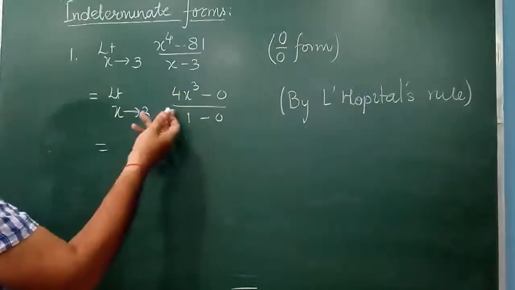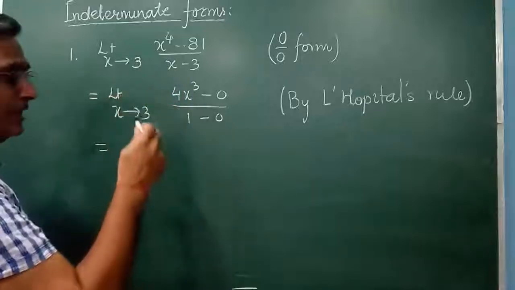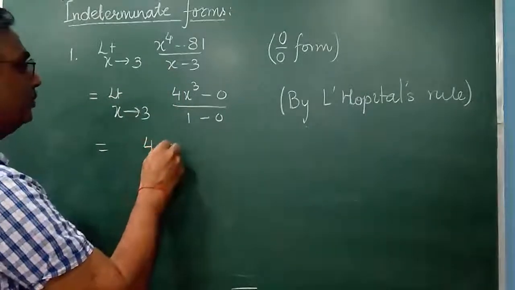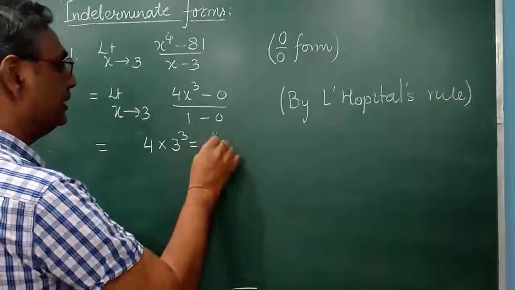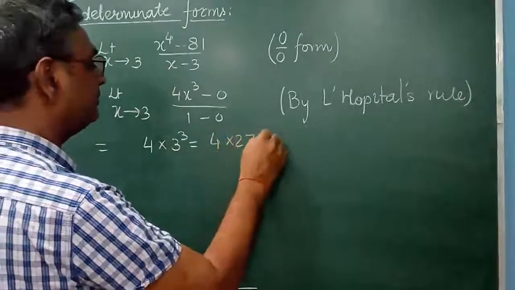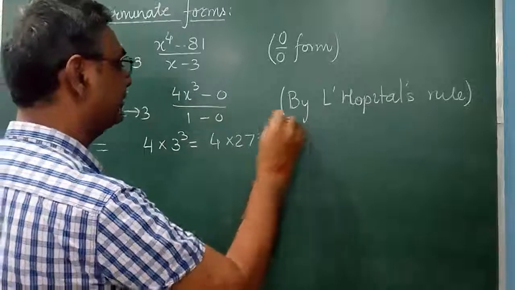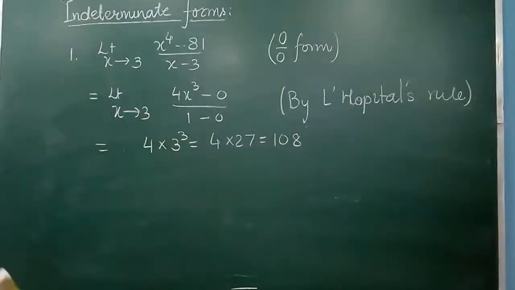Now this is 1, means 4x cube. We can put the value here. So 4 into 3 cube. 3 cube is 27. So it is 4 into 27 and this will be equal to 108. So answer of this one will be 108.